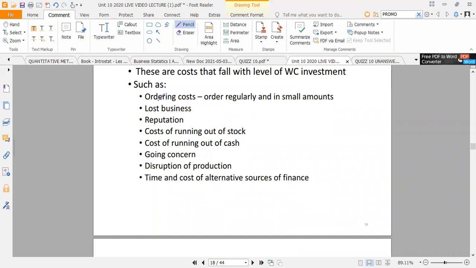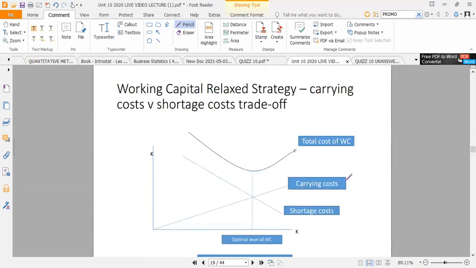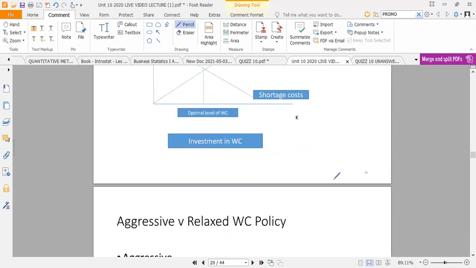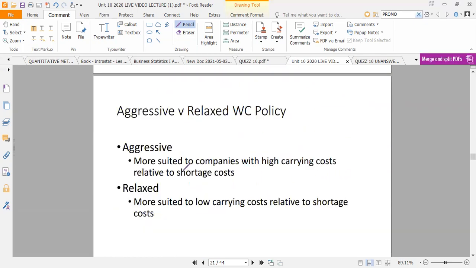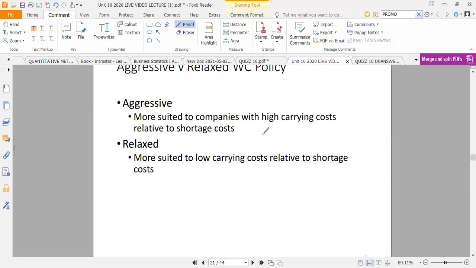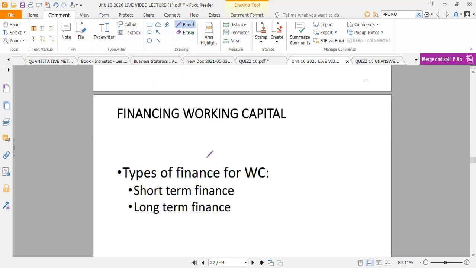So shortage costs, we talked about ordering cost, loss of business reputation, cost of running out of stock, cost of running out of cash, going concern, disruption in production, and time and cost of alternative sources of finance. So this equation can be formulated later on as we'll discuss.